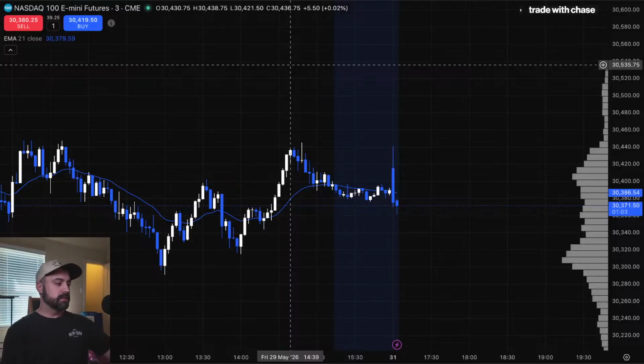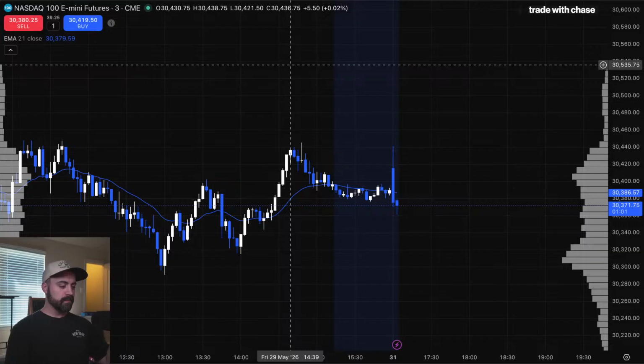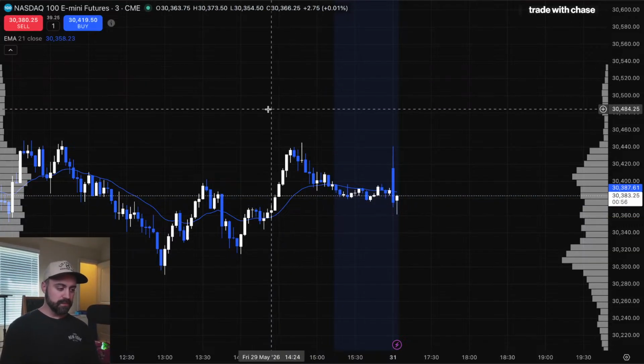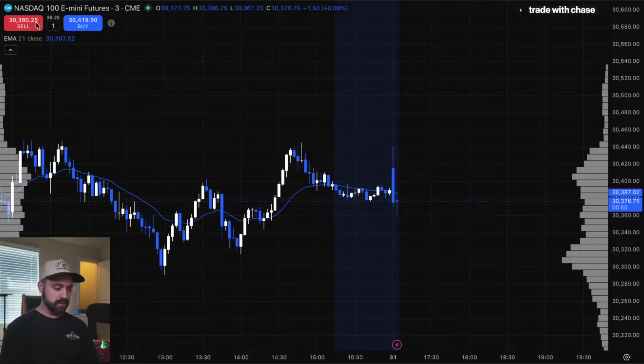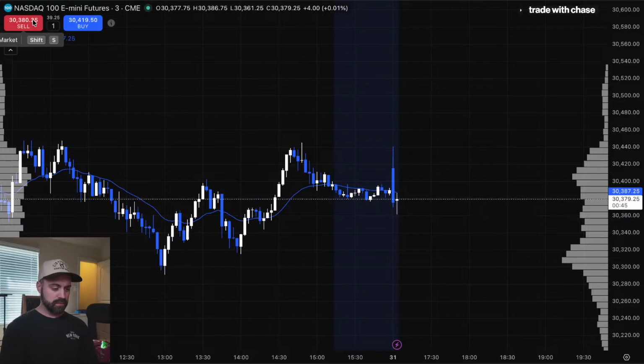My handful of accounts that I had unfortunately were blown, and so I kind of just took a break. I might try a bounce off of this 21 EMA here to the downside. See what this does, how this candle closes.